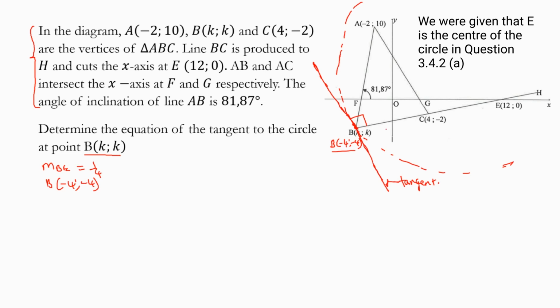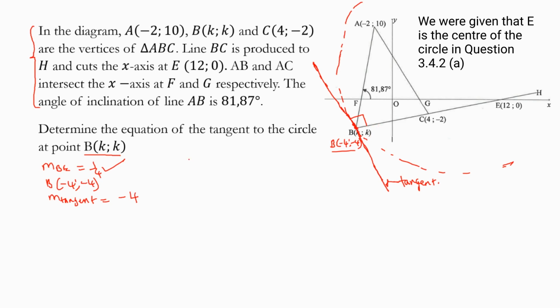So we can find the equation of what? We can find the gradient of the tangent here because we have the gradient of the radius. So therefore the gradient of the tangent is equal to negative 4, because it is a negative reciprocal of the gradient of the radius, because these two lines are perpendicular to each other.